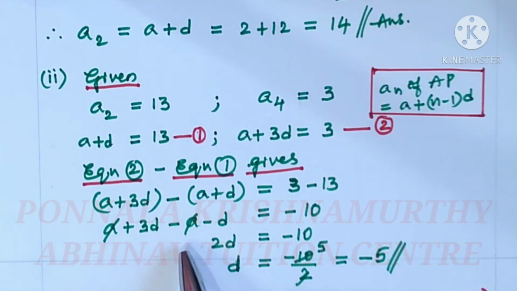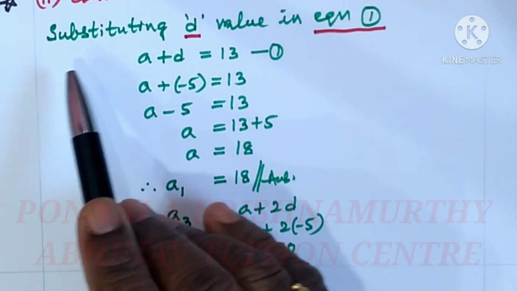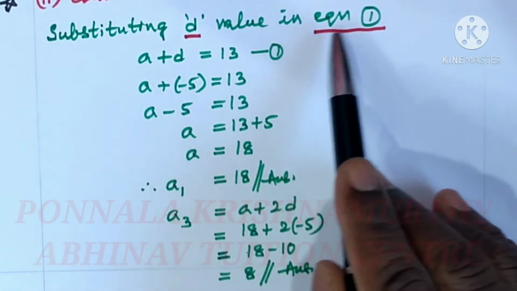A minus A cancel. 3D minus D is 2D is equal to minus 10. D equal to minus 10 by 2. 2 5 times cancel. So D equal to minus 5. Substituting D value in equation 1.